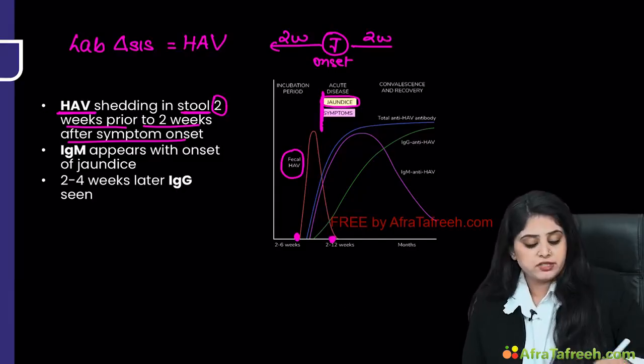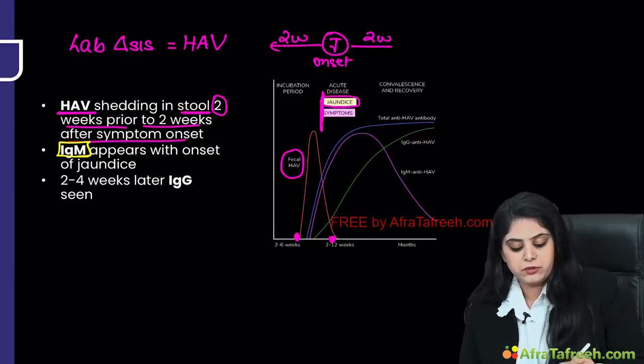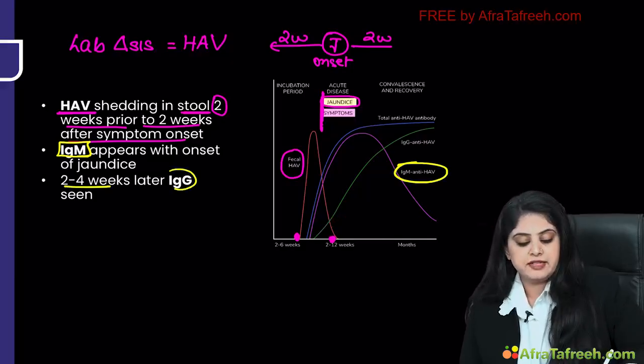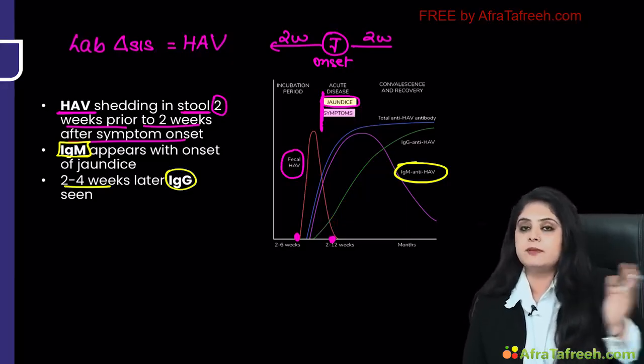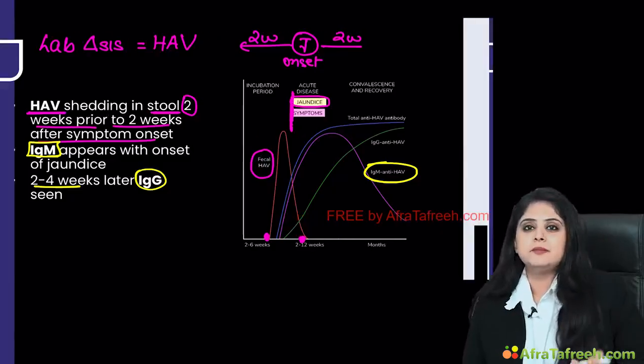What about the antibodies? Please remember the first one to appear is of course going to be the IgM antibody, and the later one, which is 2 to 4 weeks later, is always going to be IgG. There is no rocket science in it. We already know IgM comes first and IgG comes later. So hepatitis A is a very simple lab diagnosis.